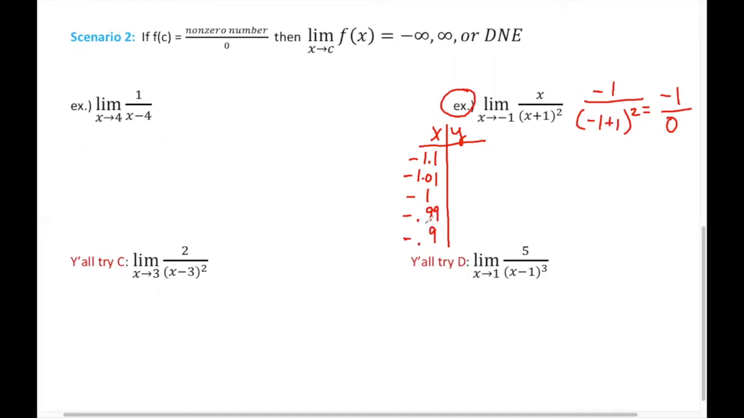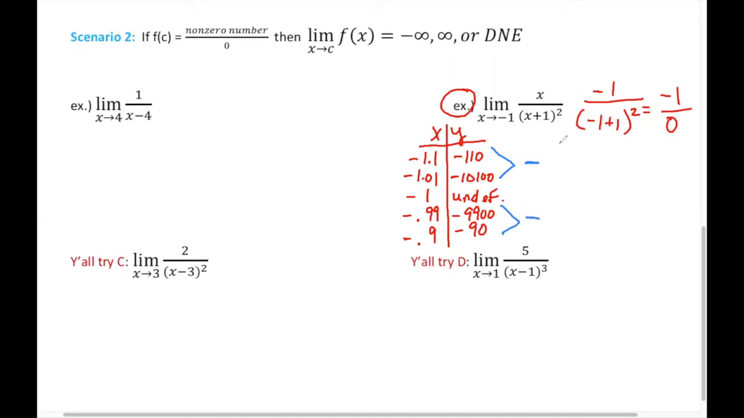Now, using the table on my calculator or plug and chug, you'll find that when you plug in -1.1, you get -110. You plug in -1.01, you get -10,100. Of course, when you plugged in -1, you were undefined because of division by 0. Plugging in -0.99, you get -9,900. And plugging in -0.9, you get -90. So if you look at the signs this time, what you'll see is the values to the left of -1 are both negative, and the values to the right of -1 are also both negative.